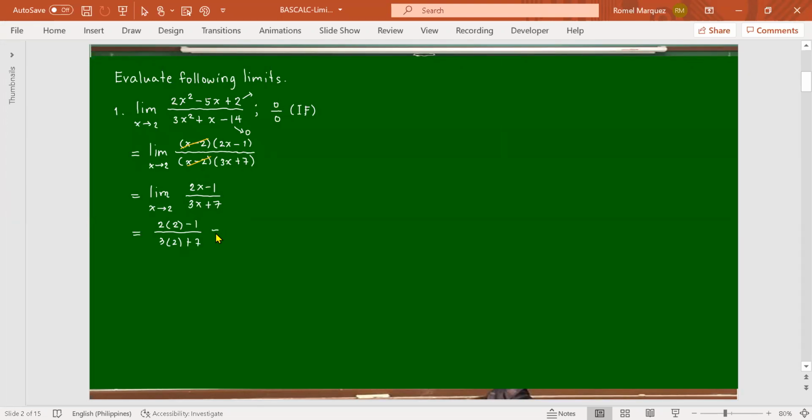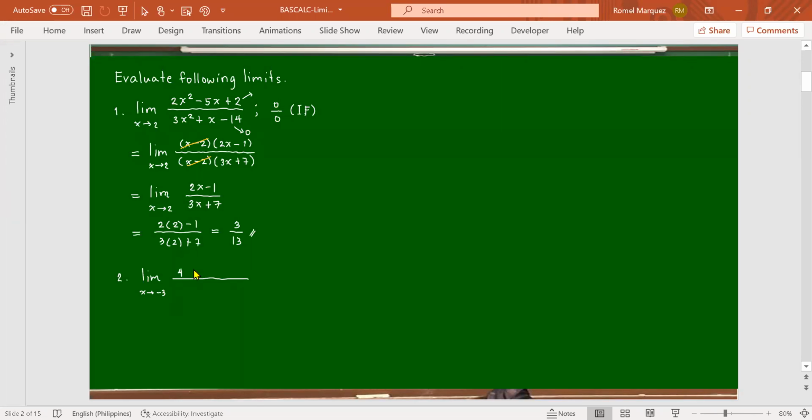So finally, what is the answer, guys? This is 3 over 13. Okay, guys? Thank you. So we have 3 over 13. That's the answer. Okay? Let's have number 2. We have limit as x approaches, let's say, negative 3 of this quotient.